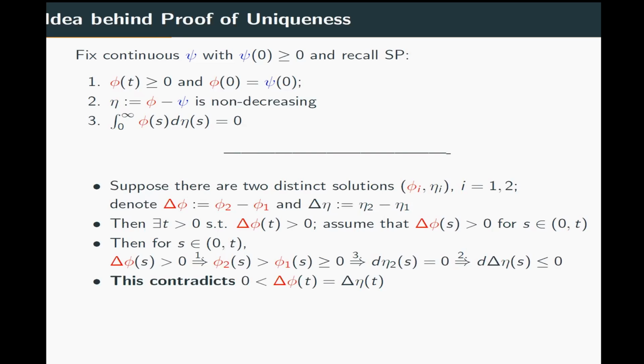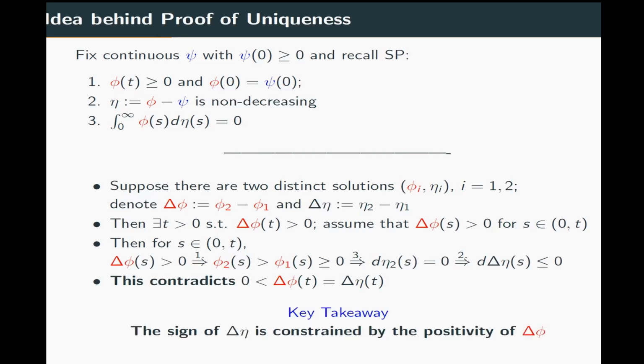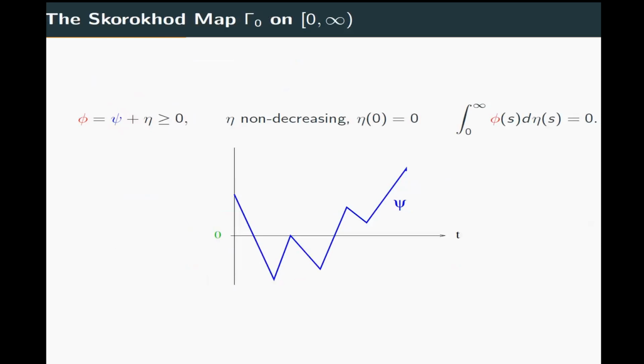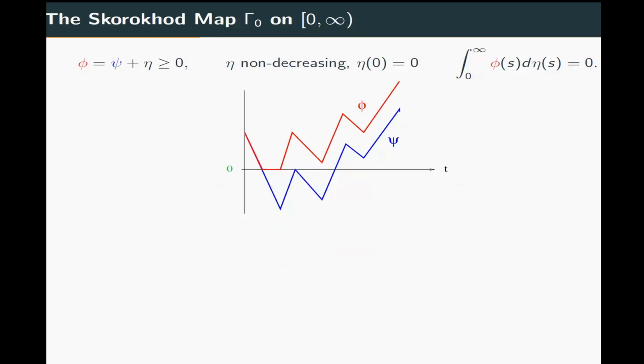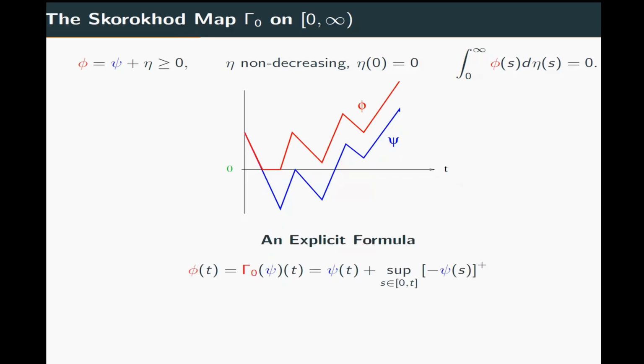Okay, so the details are obviously not important. The key takeaway is that the sign of delta eta here is constrained by the positivity of delta phi or not. That's the main takeaway. So, a simple proof, but anyway, there's a unique solution, and I like to put this picture to tell you it's not reflected, it's constrained Brownian motion, that's all. So this is the map, and Skorokhod in 1961 found an explicit formula, and we know that this is what it looks like. And so it's a nice Lipschitz continuous map, in fact, with Lipschitz constant 2.